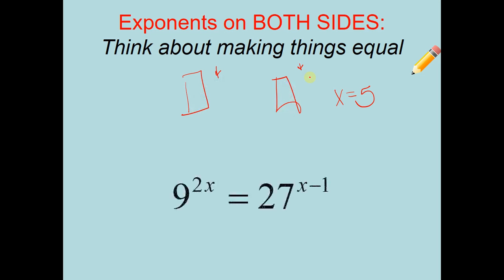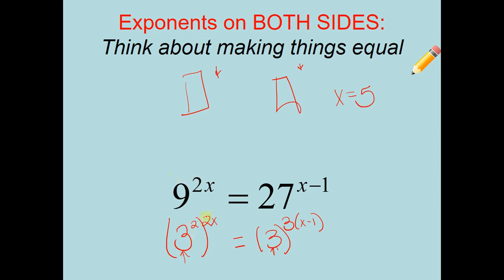So what if I try 9 to the 2x equals 27 to the x minus 1? I need to get these two bases to be the same. So what base do 9 and 27 share? Well, they both share a 3, right? Because 9 is technically just 3 squared, if I would write it like that, to the 2x. And then 27 is just 3 cubed, like that. 3 cubed is just 27. Notice, guys, now I have the same base.